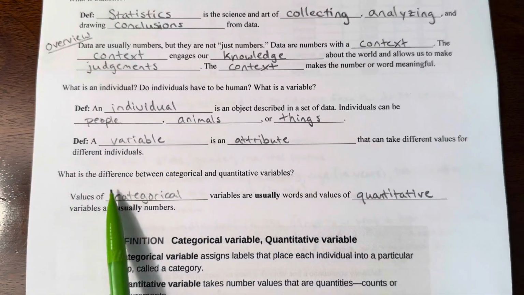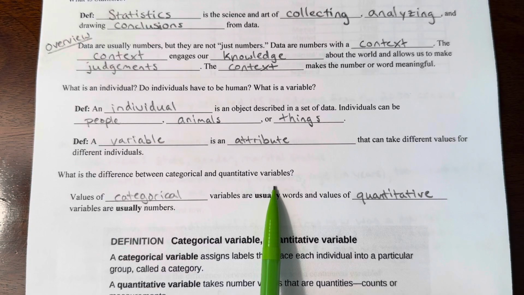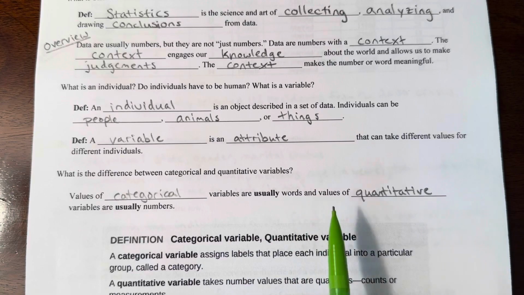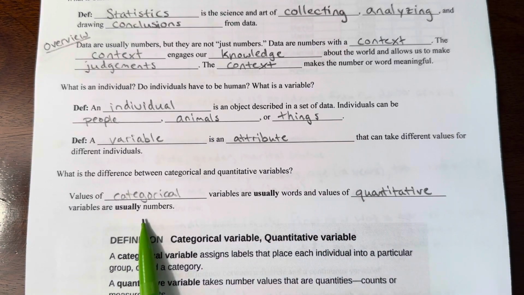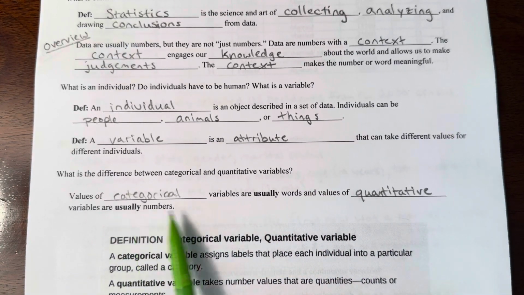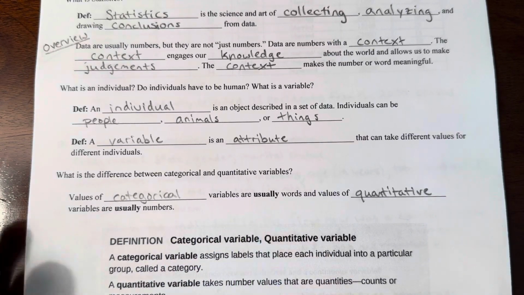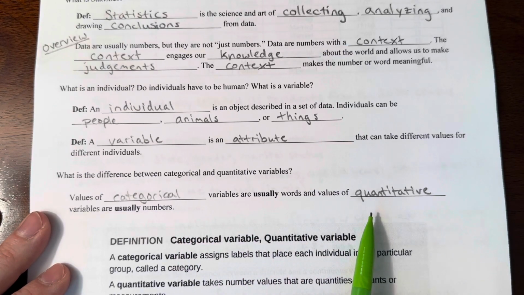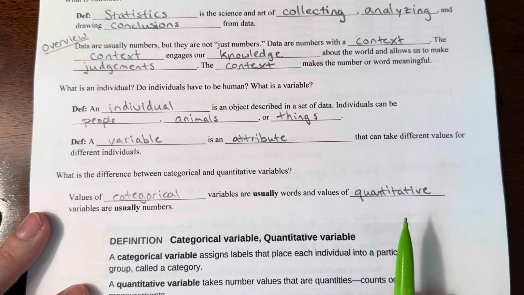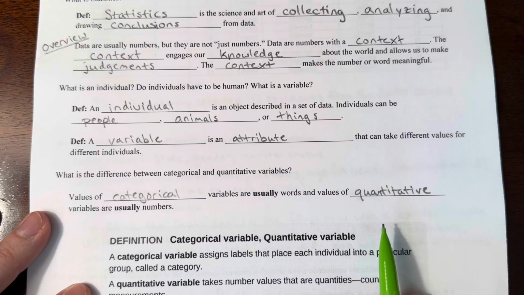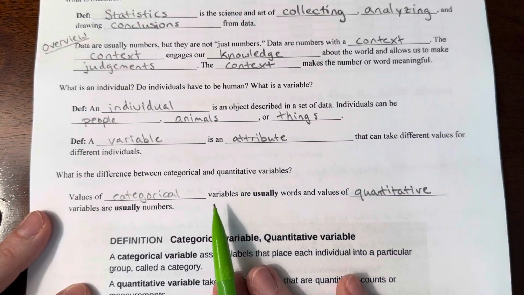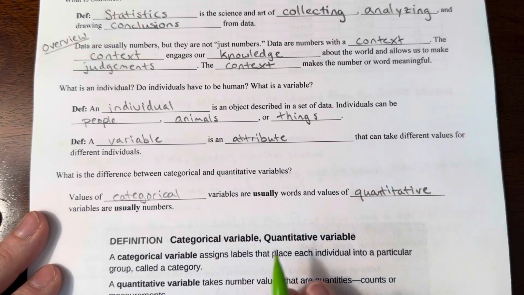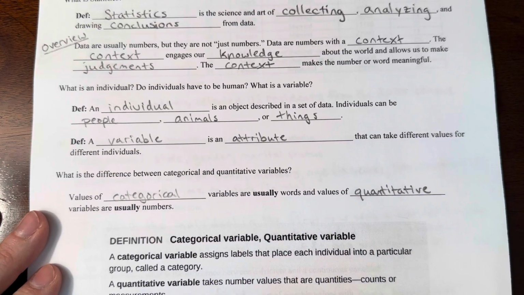Now, the difference between categorical and quantitative variables, what are they? The values of categorical variables are usually words, and the values of quantitative variables are usually numbers. Notice I'm saying usually. Not always, but usually. The main thing that can help you determine whether a variable is categorical or quantitative is whether or not the numerical value makes sense to take an average of. If you're dealing with words, obviously you're not going to take an average of that. But if you're dealing with numbers, is it the type of number that we could find the average amount of?